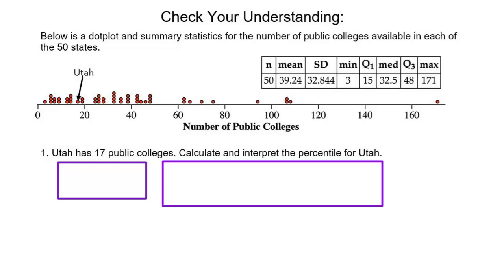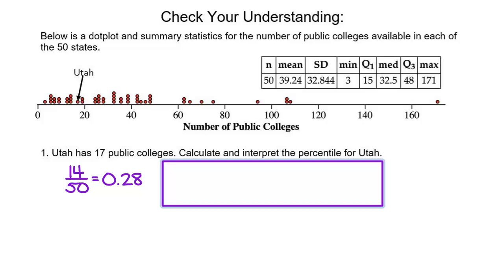What do we need to know to calculate the percentile? How many are at or below Utah's number of colleges? So I'm glad they pointed out exactly where Utah is. How many dots are at or below where Utah is? 13, 14, which one? It's 14, because remember, at or below. So we have to include Utah and everything below it. So 14 out of 50, which would put it at what percentile? 28th percentile.